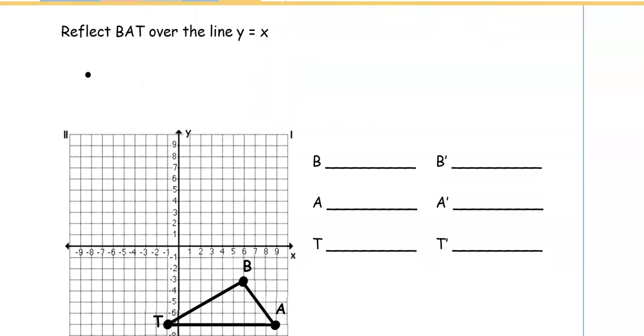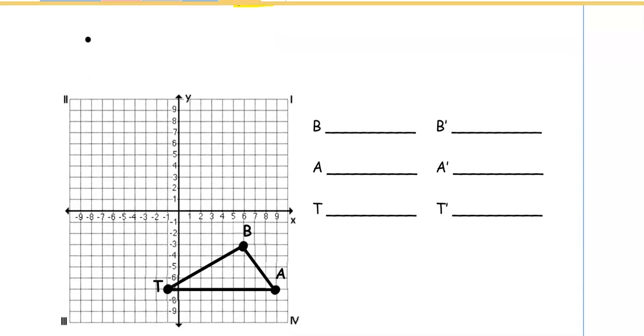Now the next one, this is the one that generally people miss on the quiz and test. And it's not hard, we just forget how to do it. So if I want to reflect over the line y equals x, well first let's talk about what y equals x is. Y equals x is going to be a diagonal line. It's a diagonal line with a slope of 1.